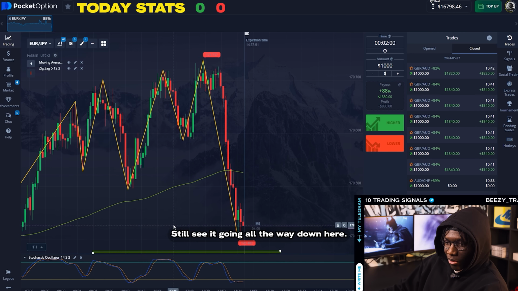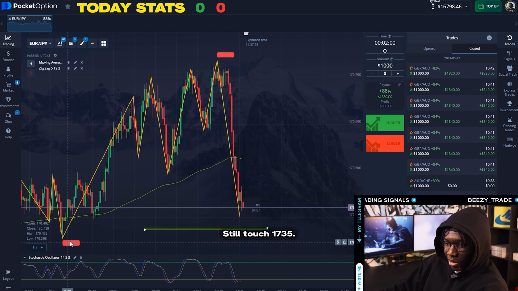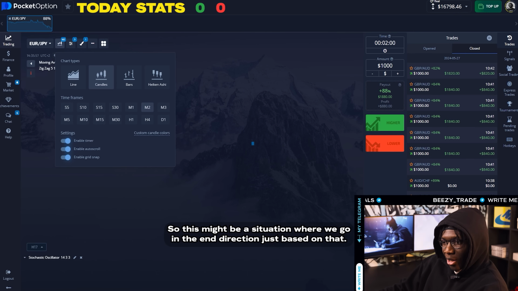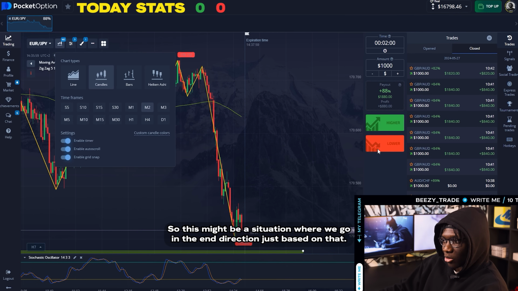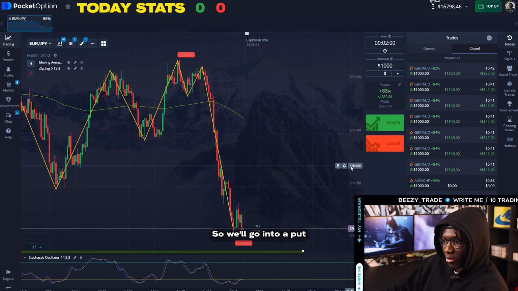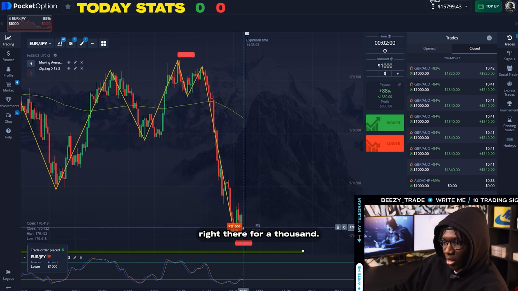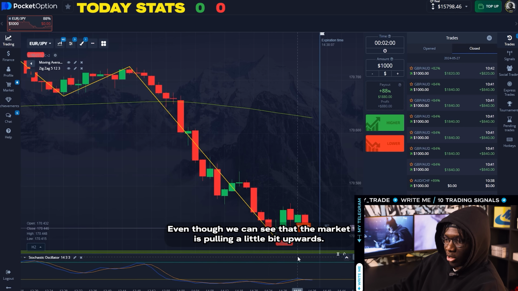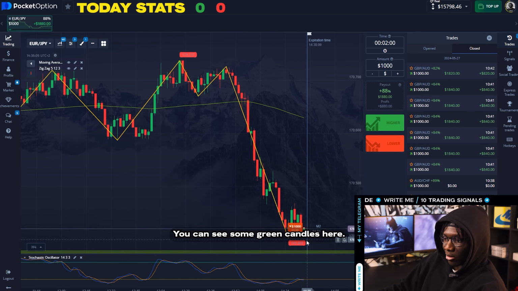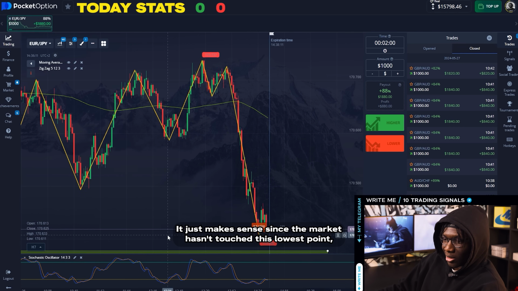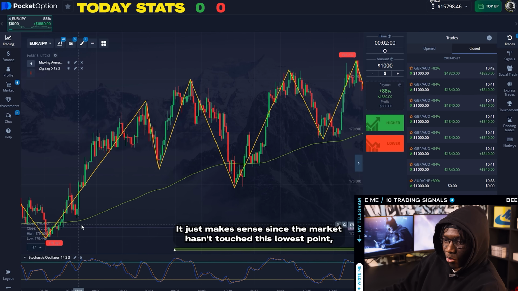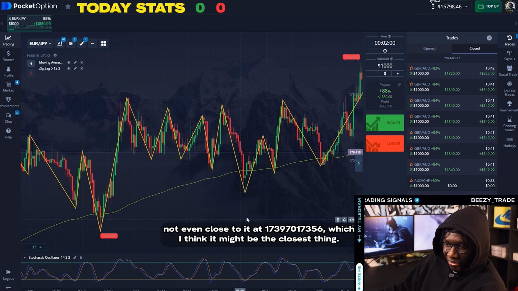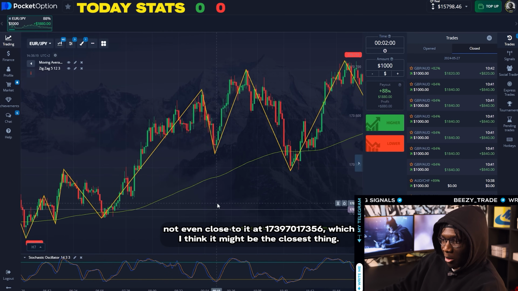Still see it going all the way down here. Still hasn't touched 173.5. So this might be a situation where we go in the other direction just based on that. So we'll go into a put right there for 1,000. Even though we can see that the market, yes, is pushing a little bit upwards. You can see some green candles here. It just makes sense that since the market hasn't touched the lowest point, not even close to it at 173.97 or 173.56, which I think might be the closest thing.